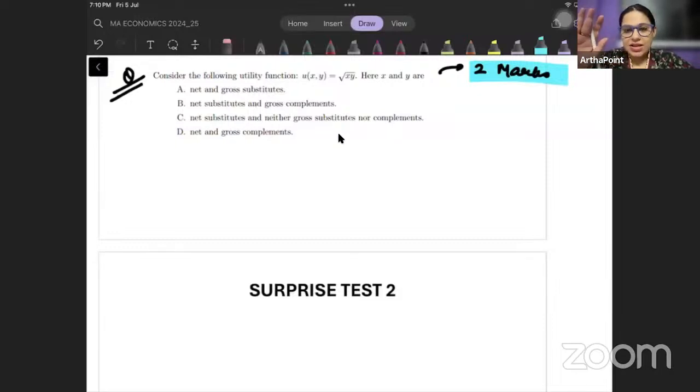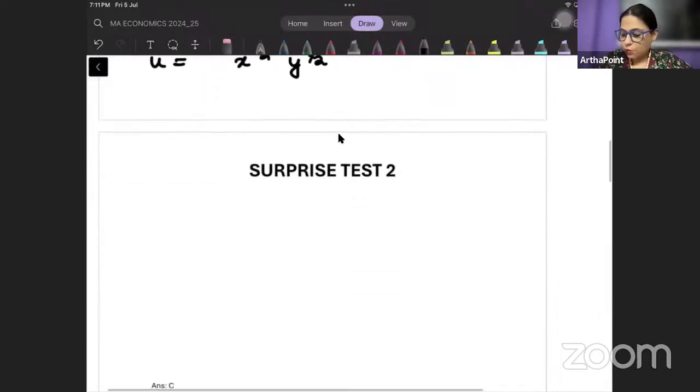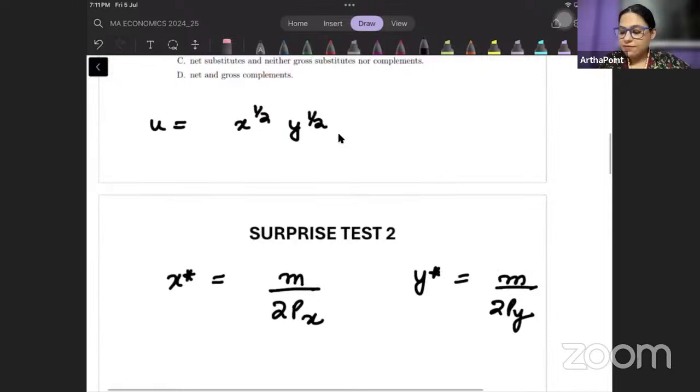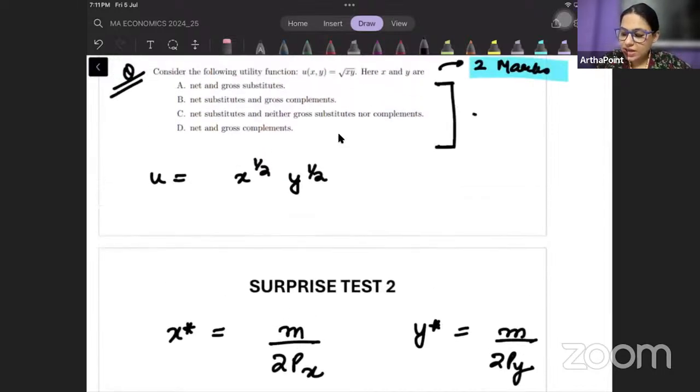Okay, look, let us first find out the gross relation. So beta, your utility function given to you is, look carefully, x to the power half, y to the power half. Can you tell me what will be x star? M by 2px. Y star? M by 2py. We need to first check regarding gross substitute and gross complement. Let us check gross first, beta.